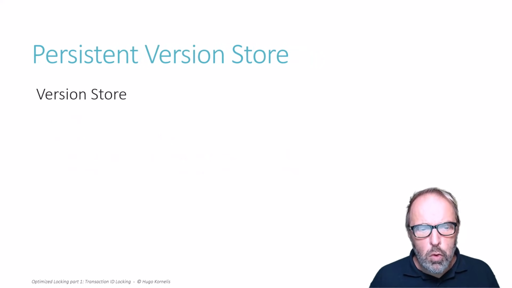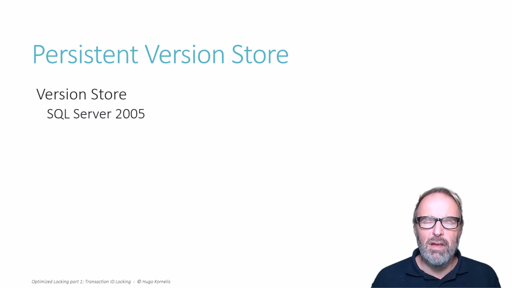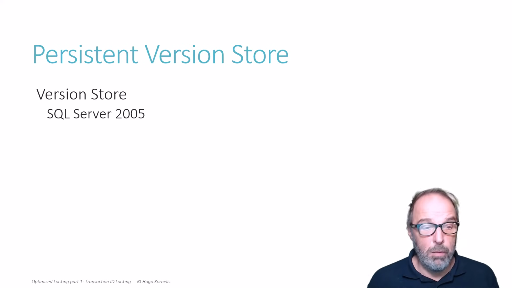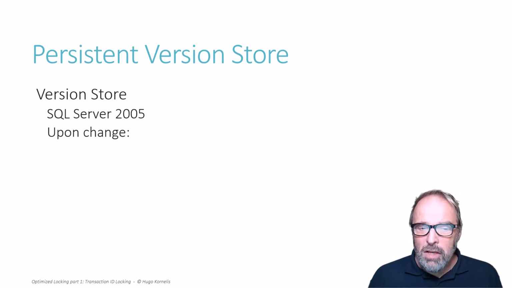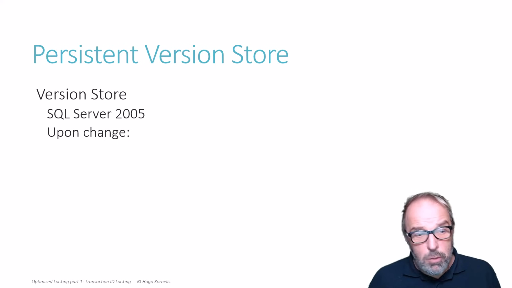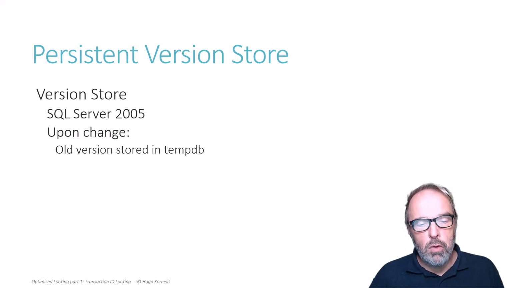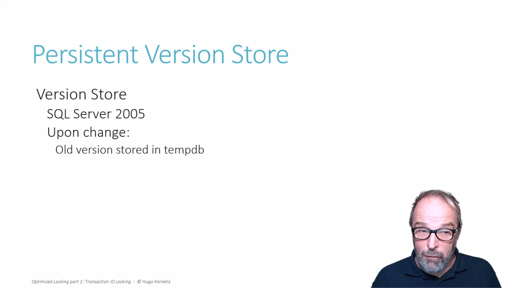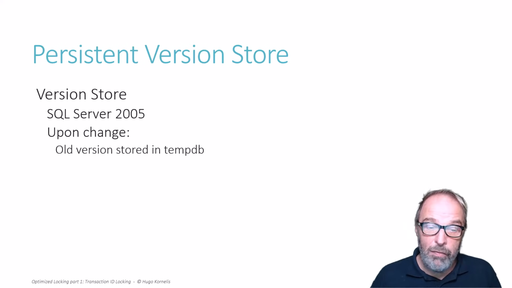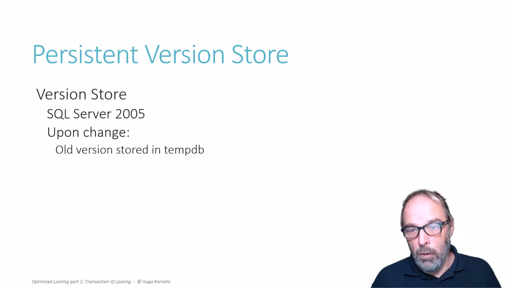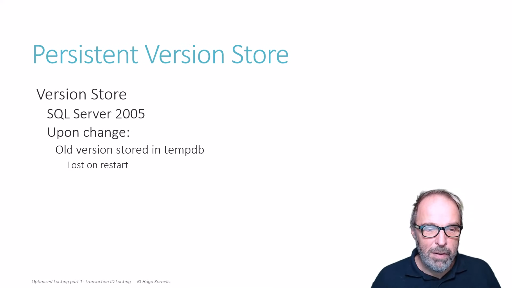The version store was introduced in SQL Server 2005 already, a long time ago. What it does is when a row is changed, we don't just change the row. We actually store a copy of the row before the change, so the old version, in tempdb, and then we modify the row in the user database. Of course, because we store this in tempdb, it's all lost on restart.